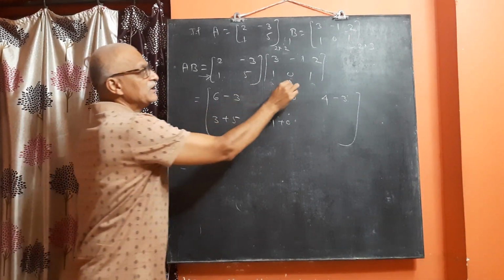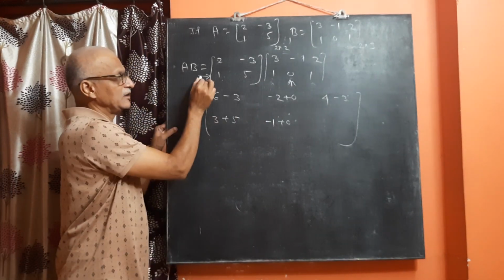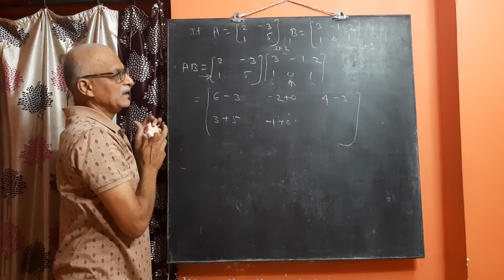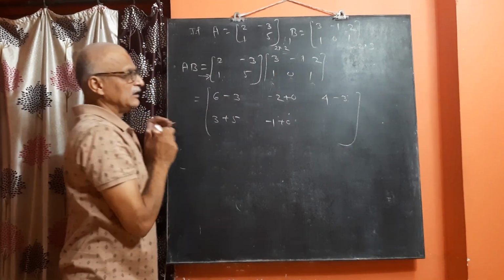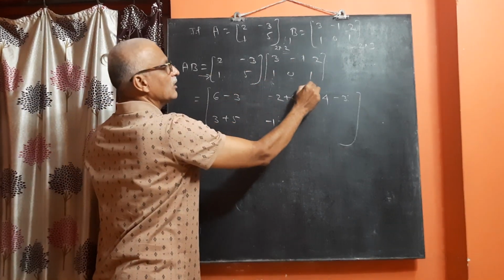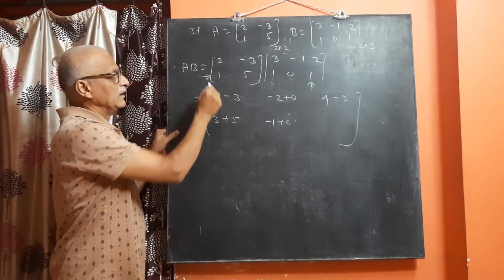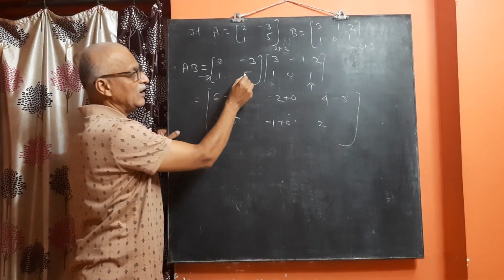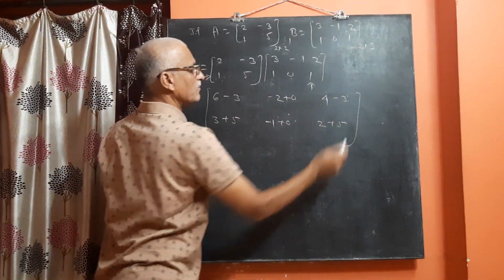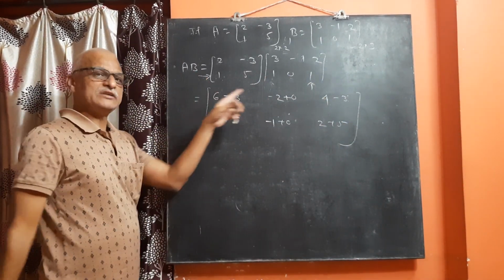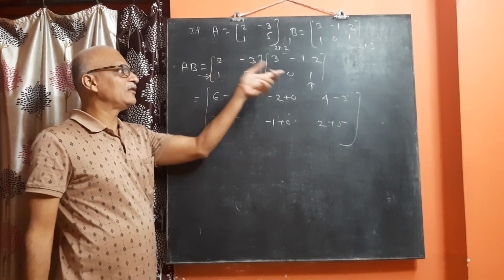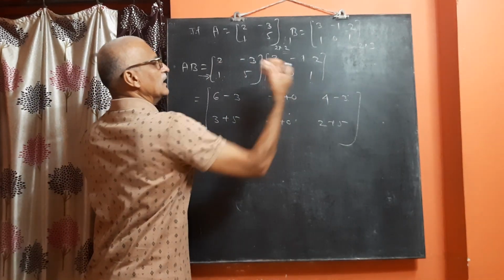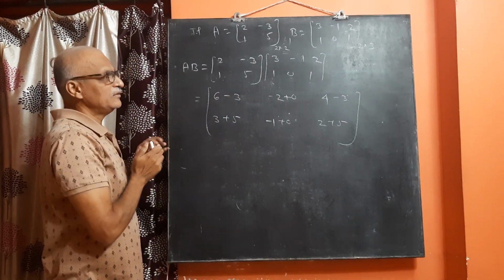To help you understand, I have written each step in brackets. That means this multiplication is this row into this column. Then second row, third column. 1 into 2, that is 2. And 5 into 1, plus 5. For each step, I have marked the row and column with an arrow. So this is the completion of multiplication.